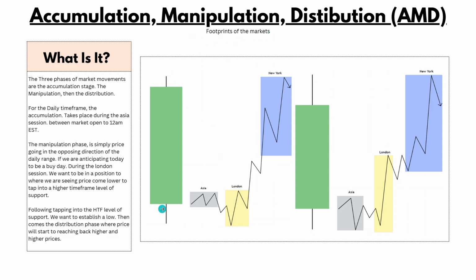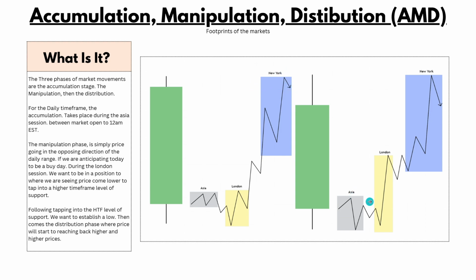Looking at the daily candlestick here, the Asia session will create the accumulation phase between market open to 12 a.m. Eastern Standard Time. The manipulation phase will usually happen during the London session. It sees this drop lower, finds a level of support to then break to the upside, and the distribution phase will happen towards the end of London session going into the New York session, where you can see London session ends, and in New York we see this rally to the upside, closing out the day.